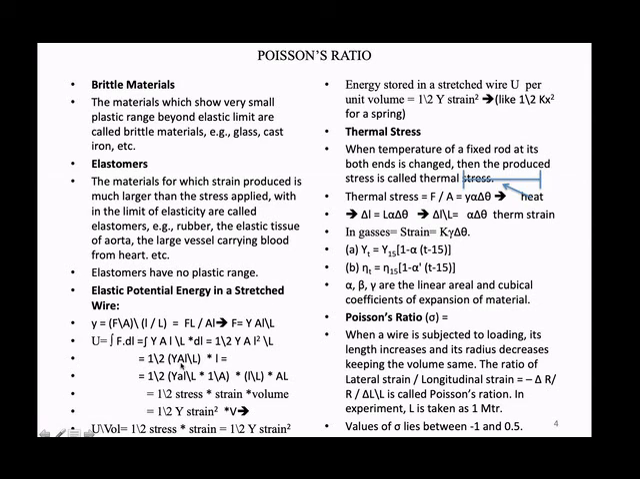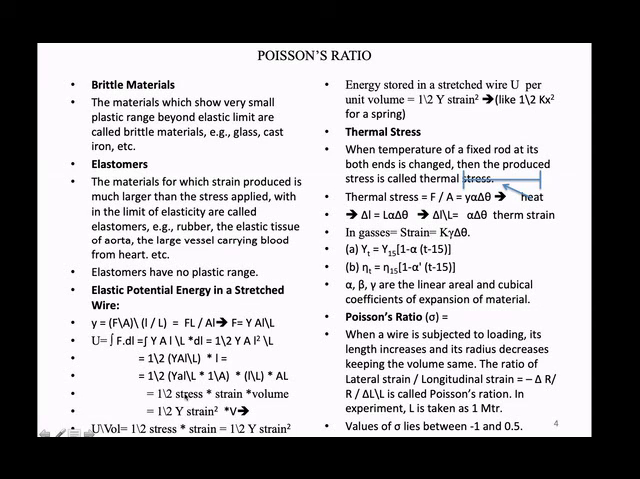Half Y A l by L into l. When I further rearrange, with 1 by area into area, and 1 by L into L, what I got is half, this is stress, this is force by area, and this l by L is strain, and A L is volume. So half stress, strain, volume is the energy. So energy per unit volume is half stress into strain.